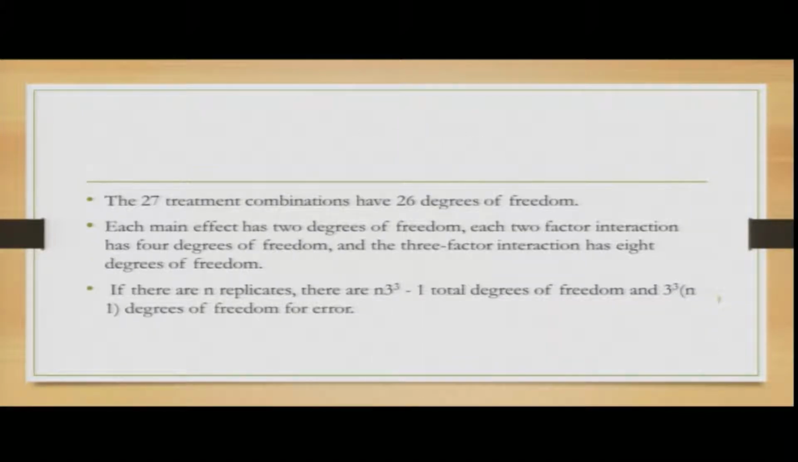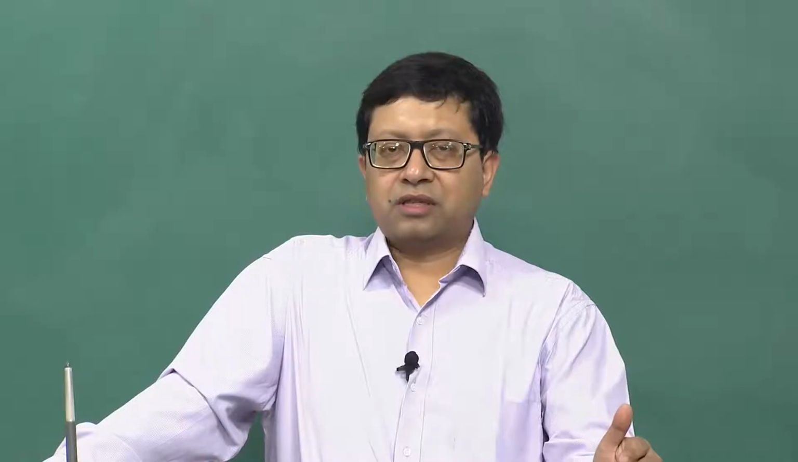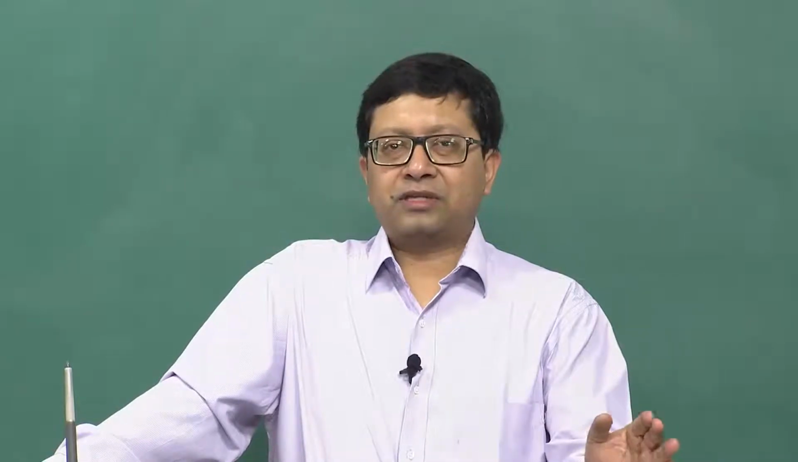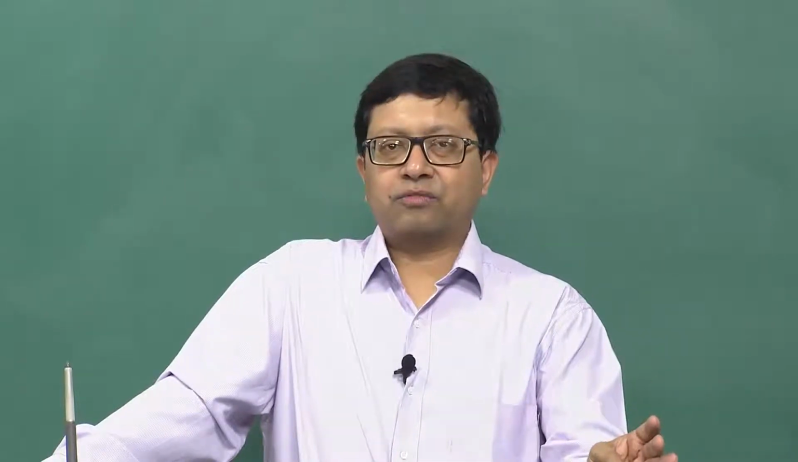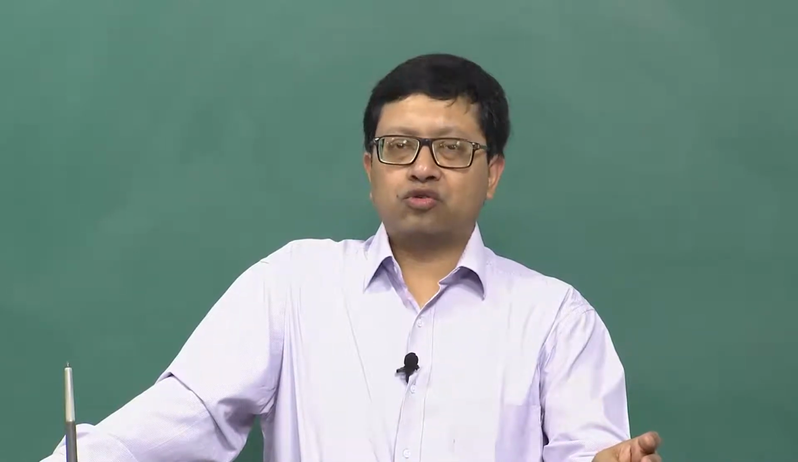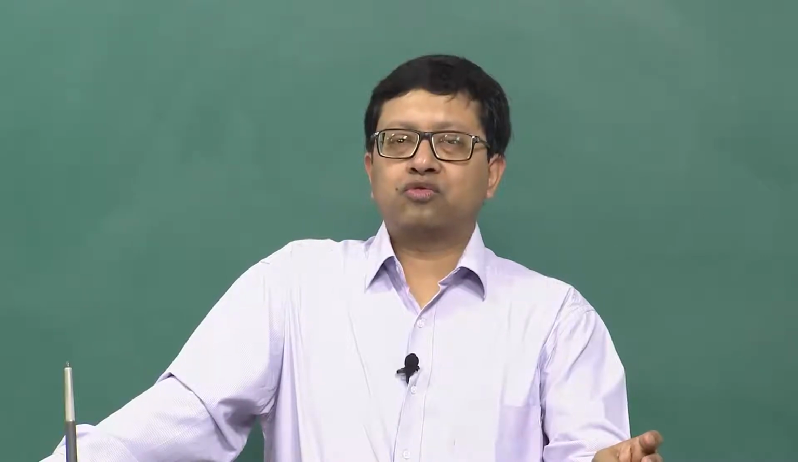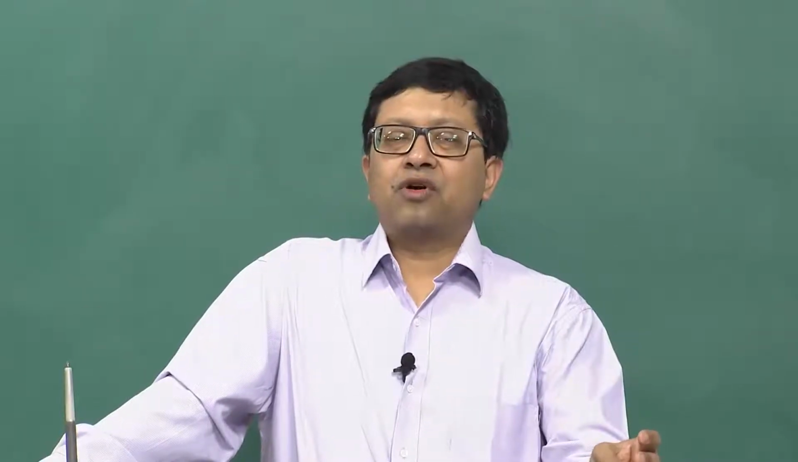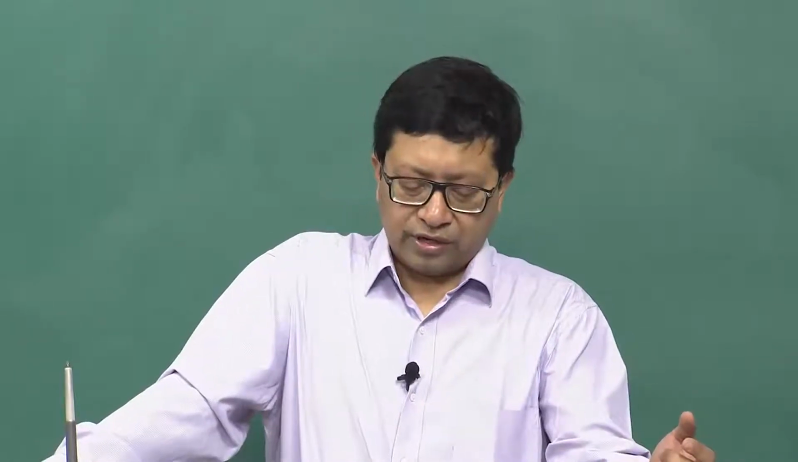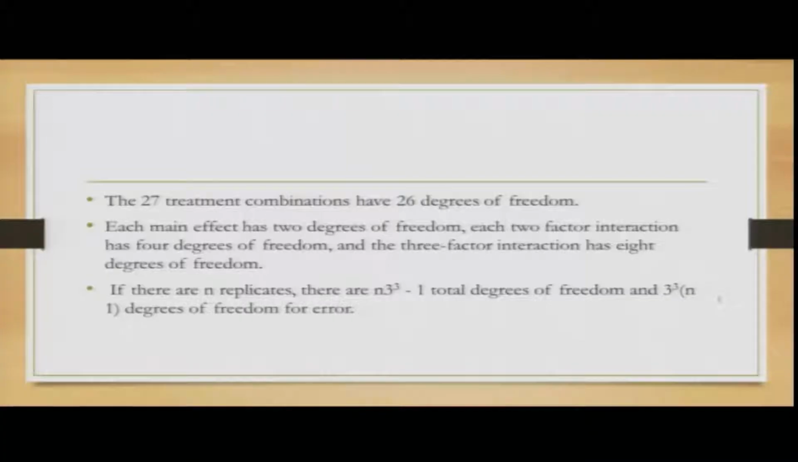The 27 treatment combinations have 26 degrees of freedom, because if you count the numbers in this so-called Rubik's cube, in the lower plane the combinations would start from 0 0 0 and go to the extreme end as 2 2 2. So, at the lowest level you will have combinations 0 0 0, 0 0 1, 0 0 2, then 0 1 0, 0 2 0, then 1 0 0, 2 0 0 and proceed accordingly. So, these are 27 treatment combinations and together they have 26 degrees of freedom.